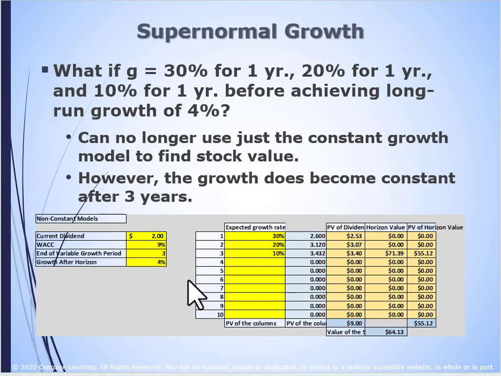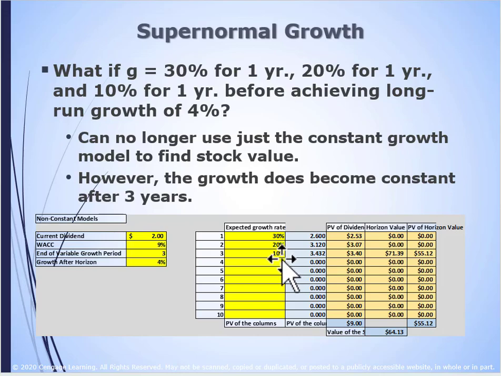Now, there are occasions where we might not have this simplified model, where it's a more complicated model. In this case, we have what we refer to as non-constant growth models. So the current dividend is $2, the weighted average cost of capital is 9%, the end of the variable growth rate period, again, is 3 years, and then there's growth after that of 4%. So again, how does this calculate? Well, we need to know what expected growth rates we anticipate in the future. In this case, we expect 30% in year 1, 20% in year 2, and 10% in year 3.